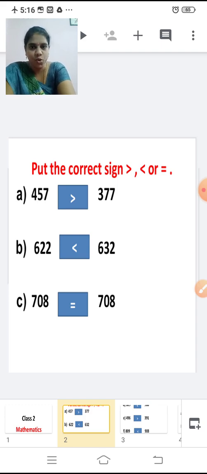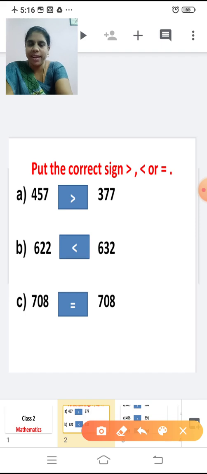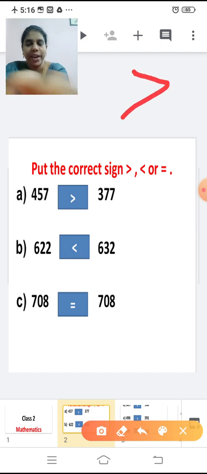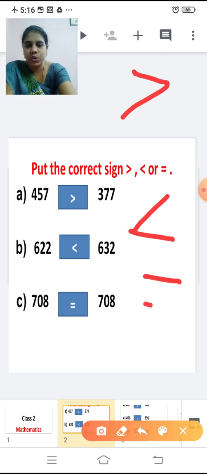So now we'll move on to the sums. Put the correct sign: less than, greater than or equal to. How will you compare two numbers? What symbol will you put? Greater than. This is the greater than symbol. Less than and equal to. If all the digits are the same in both the numbers, then the numbers are the same, equal, right? So we have to put the equal to sign.